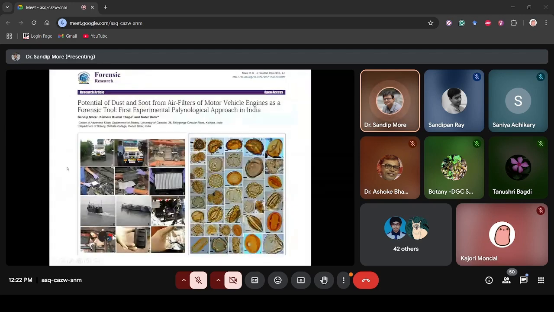And I published this article in the Journal of Forensic Research from California, USA in 2013, where I introduced the air filter of a vehicle as a very important tool to detect the traveling route of the vehicle.